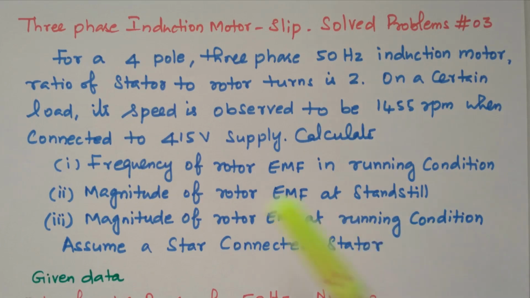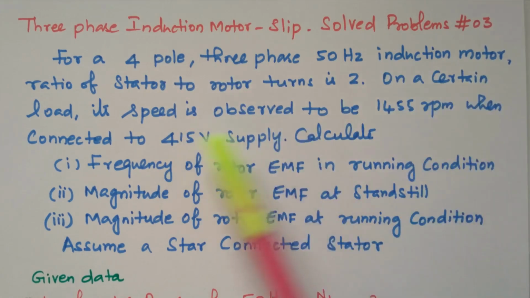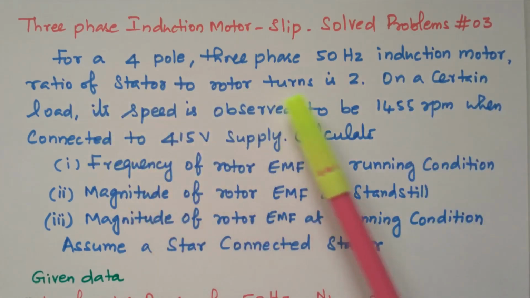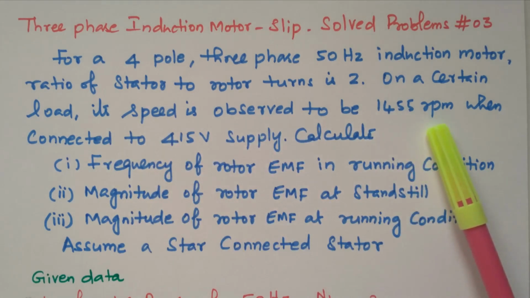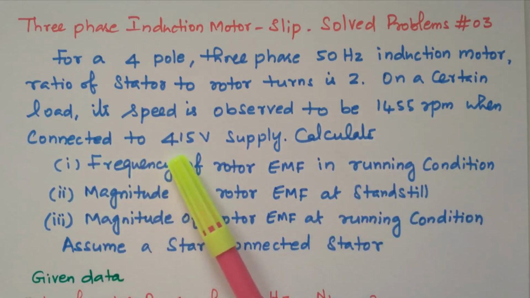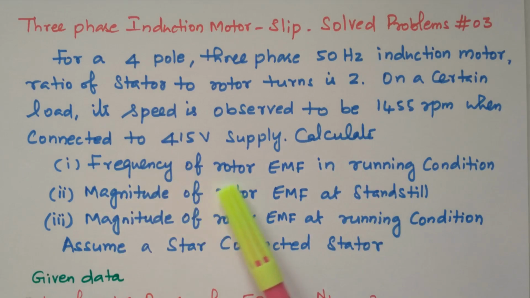Now we'll go to the problem. For a 4-pole 3-phase 50 Hz induction motor, the ratio of stator to rotor turns is 2. On a certain load, its speed is observed to be 1455 rpm when it is connected to a 415 volt supply. Calculate: the first one is the frequency of rotor EMF in running condition, the magnitude of rotor EMF at standstill, and the magnitude of rotor EMF at running condition. Assume a star connected stator.